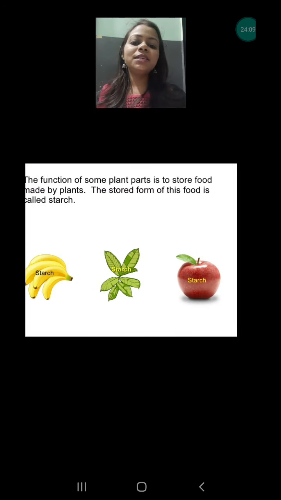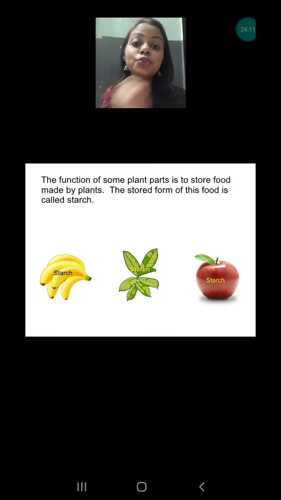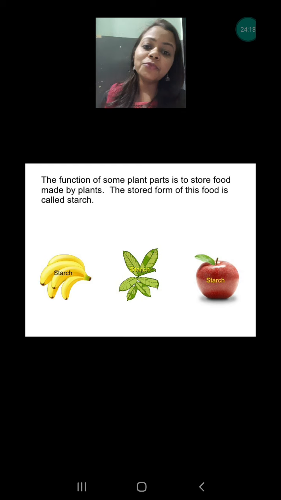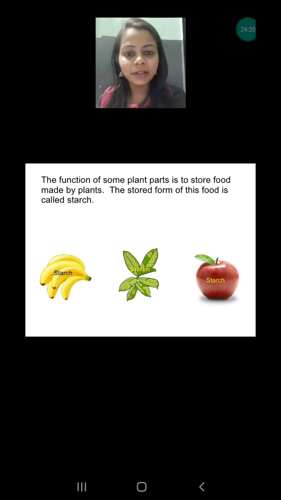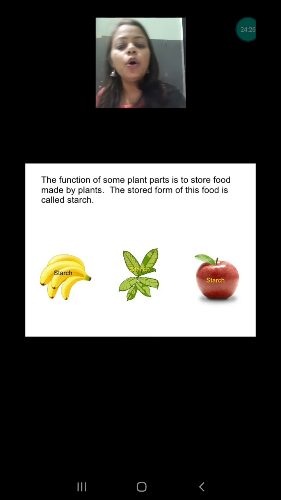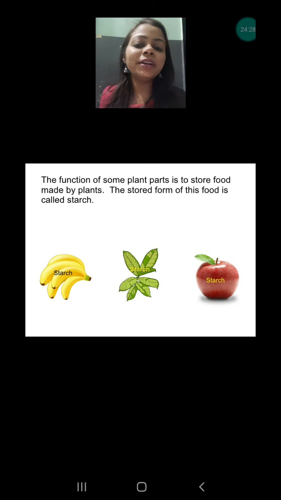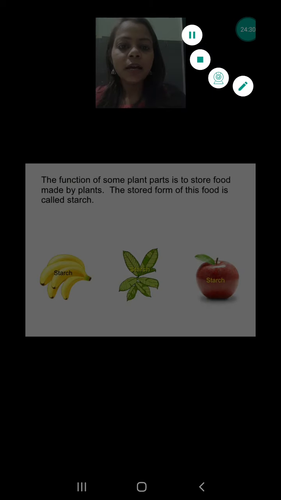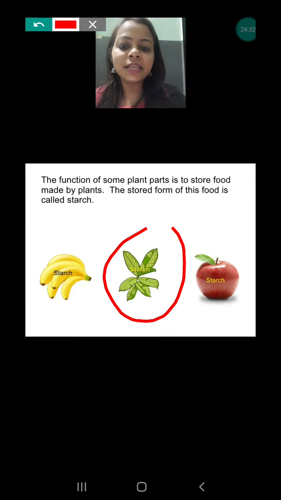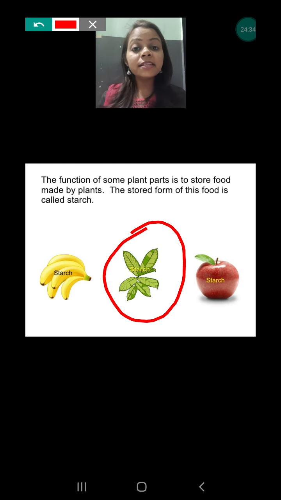So this is the way they store the food. Understood? So the function of some plants is storing the food which is made by the plant, in the form of root, or in the form of fruit, in the form of leaf, and so on. Okay, so what is starch? As you can see, starch is the extra stored food in the plant.